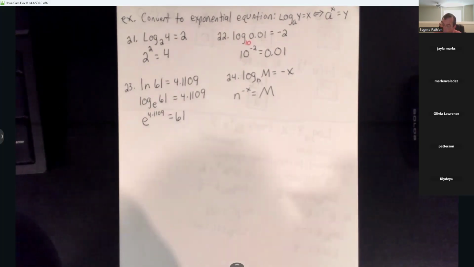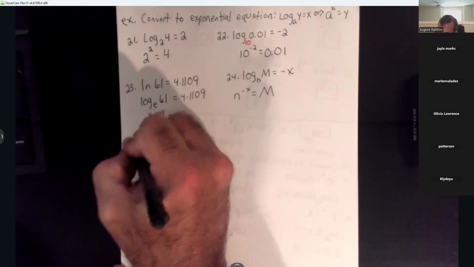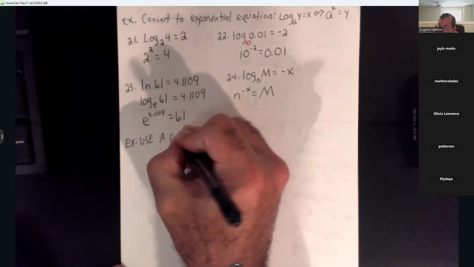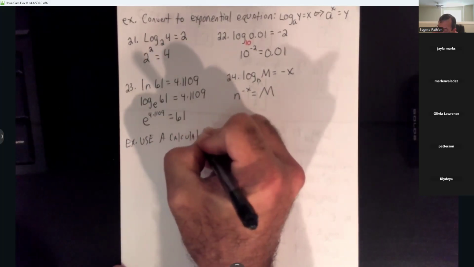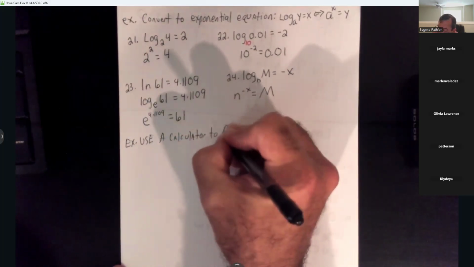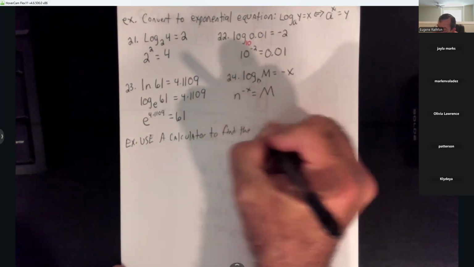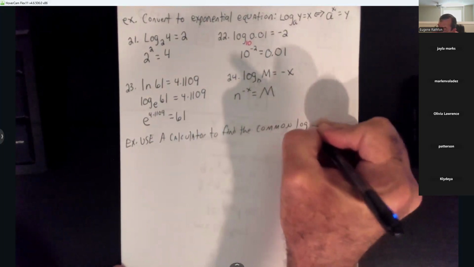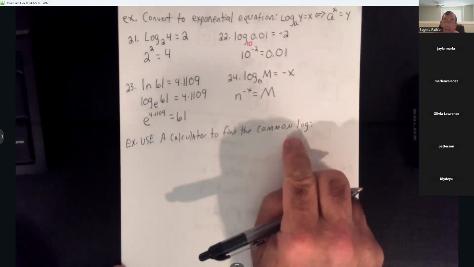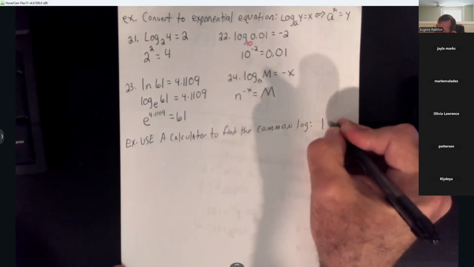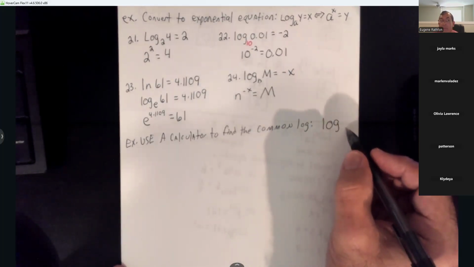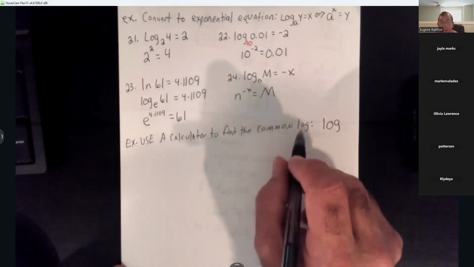All right, y'all. So the last few of these problems is just using the calculator. So use a calculator to find the common log. Now, the common log is the log on front of that calculator. Remember, the common log is the log base 10 we said earlier.